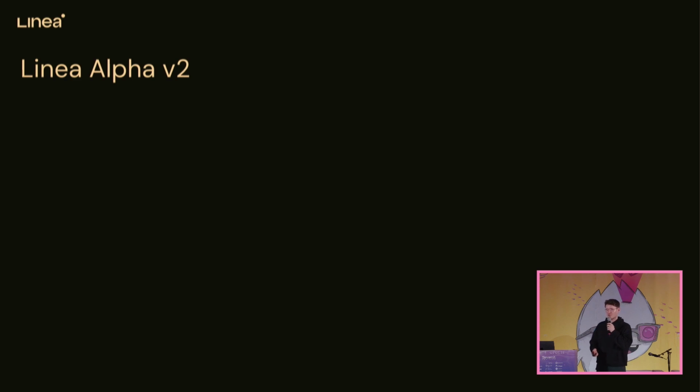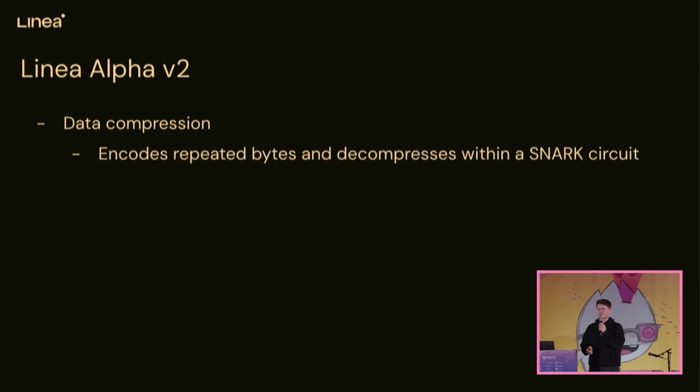And that's what brought us to Linea Alpha v2. With Linea Alpha v2, we had two key features. The first feature is data compression. What we're doing is essentially encoding repeated bytes in the data batch that we submit to the L1, compressing it and making it very small. You can think of it like when you take a photo on your phone, it comes in a big file format, and then you compress it to send it over the internet. It's very similar to how we're now submitting data batches. We're compressing them, and then we're decompressing them in the snark circuit to make sure the proof is valid.